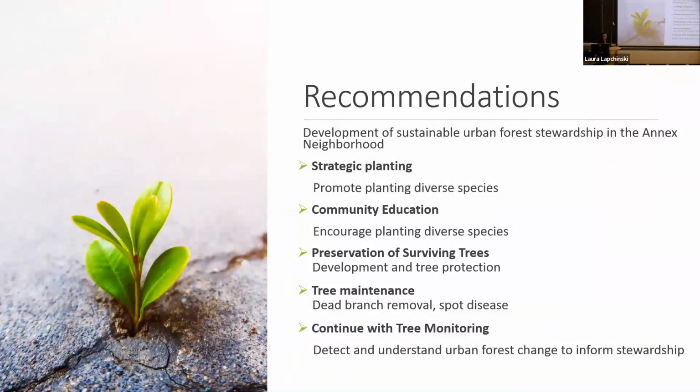Since surviving trees contribute a great part in the canopy cover. And lastly, tree monitoring has to be kept for detection and understanding urban forest changes, which help inform the stewardship.